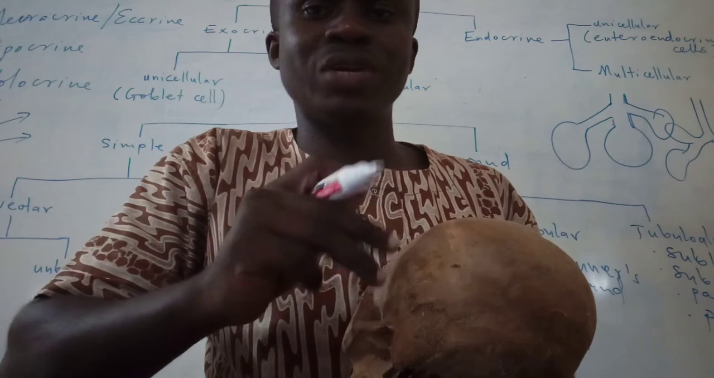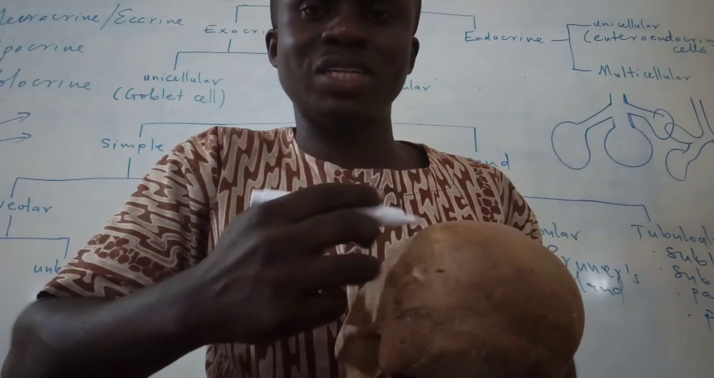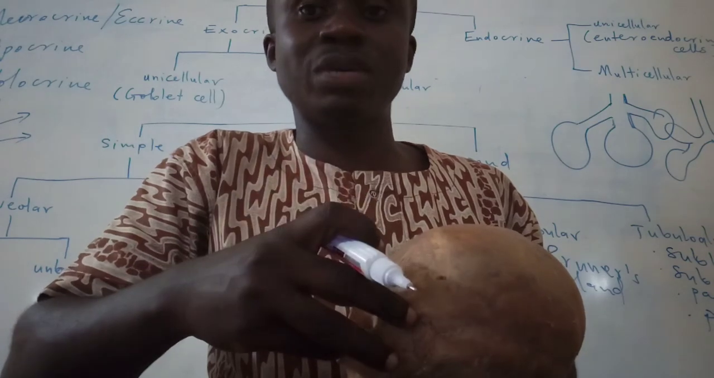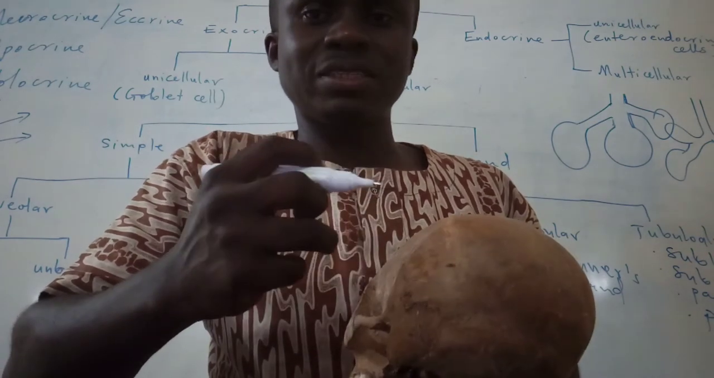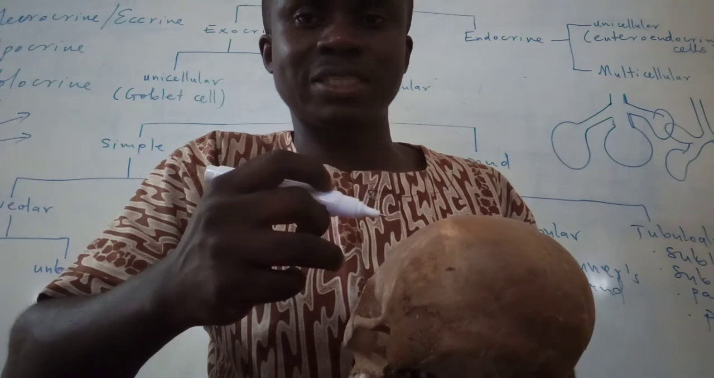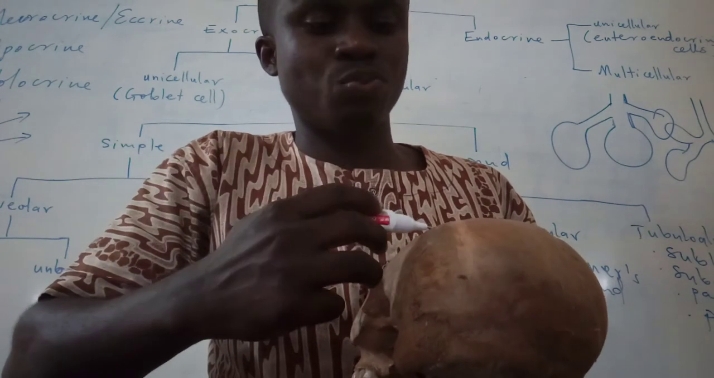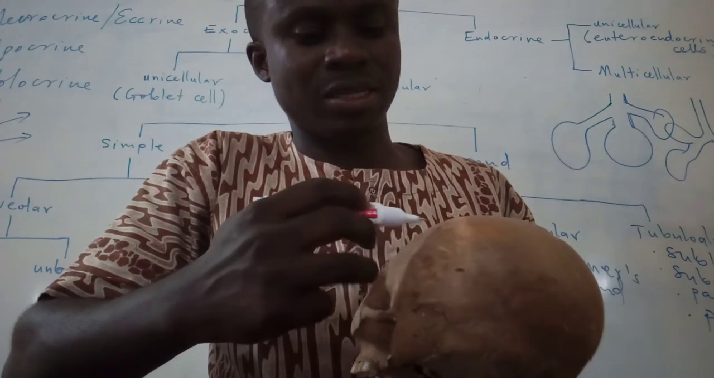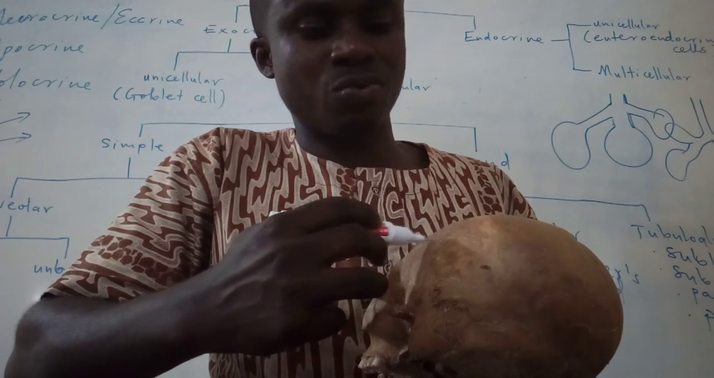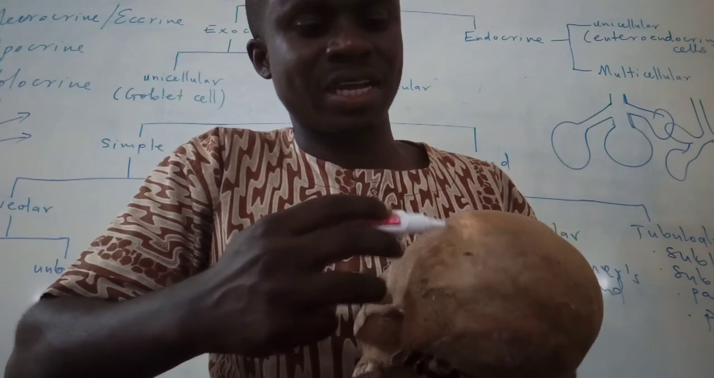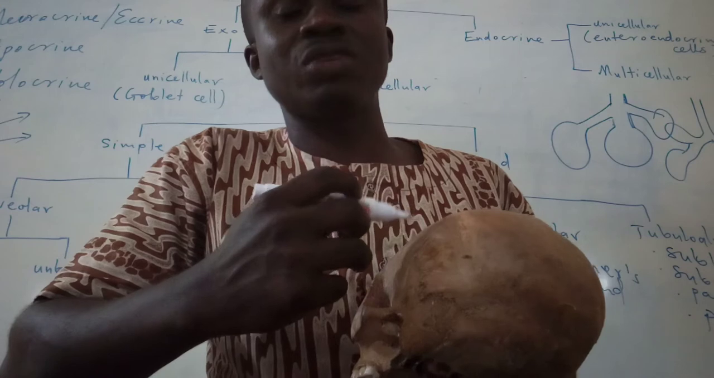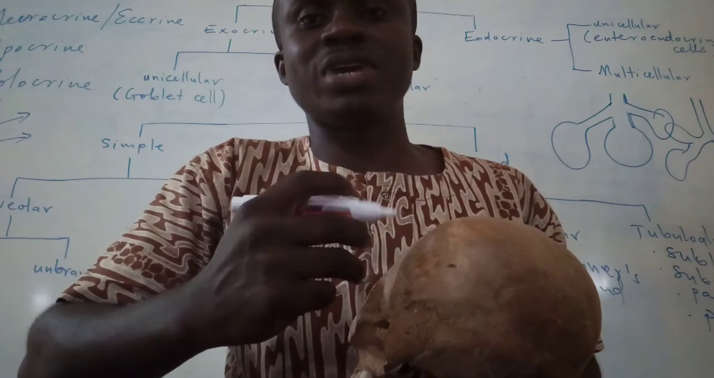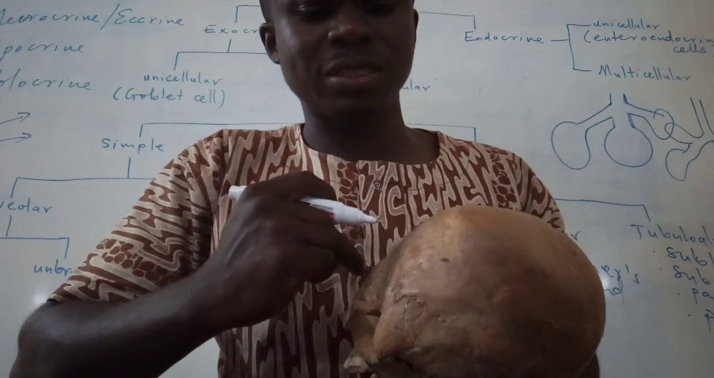Now remember that we are looking at the parietal bone, but we are having temporal lines. So it means that they have something to do with the temporal bone. There are muscles known as the temporalis muscle with its fascia. Now the superior temporal line gives attachment to the temporalis fascia, and then the inferior temporal line will give attachment to the fleshy belly of the temporalis muscle.